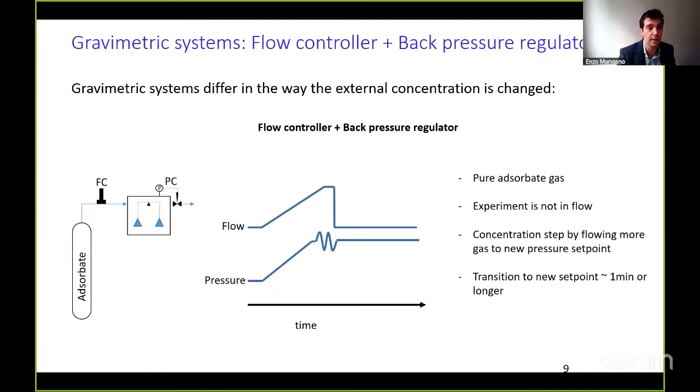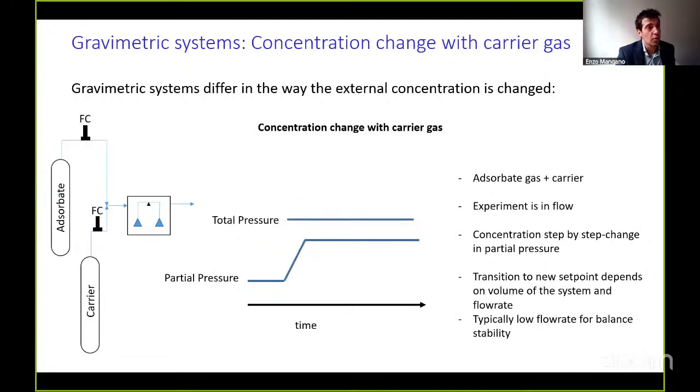The experiment is normally in flow, and you use a pure adsorbing gas for this type of measurement. In another configuration, you have a system in flow where a carrier gas and an adsorbate mix and generate the required partial pressure. In this case, the total pressure remains constant, and the step change in concentration is done by manipulating the mass flow controllers of the adsorbate and the carrier in order to achieve a higher partial pressure of the component of interest.